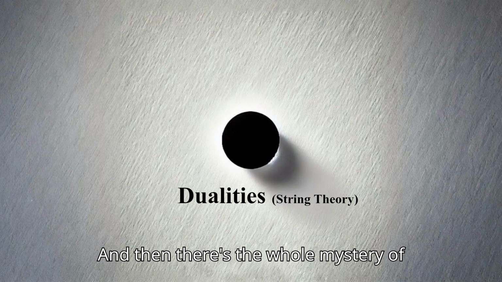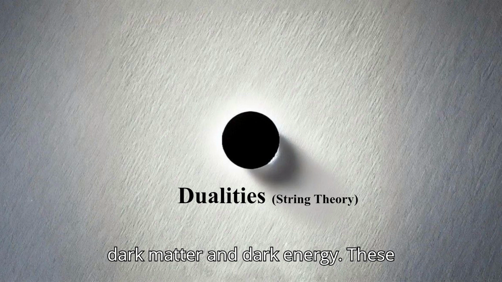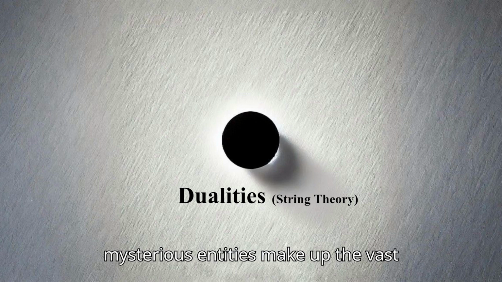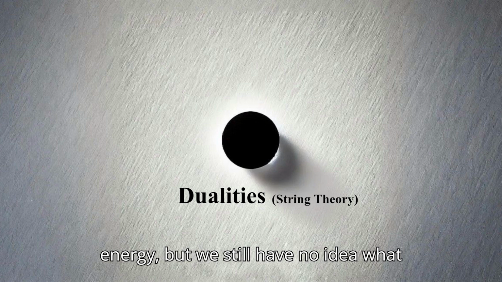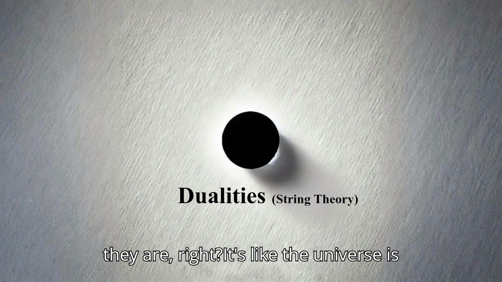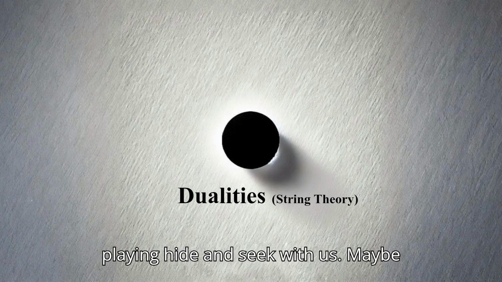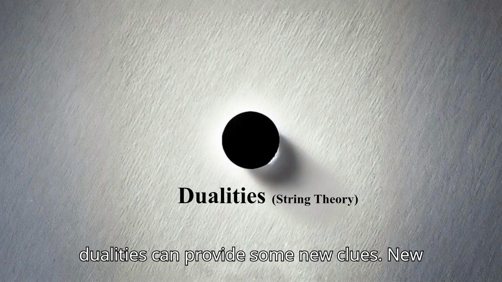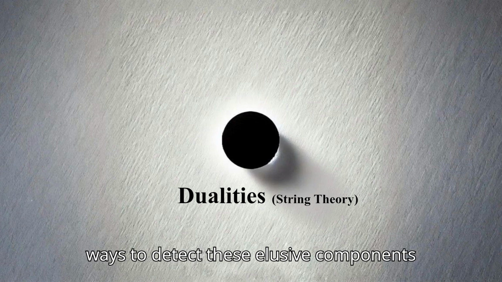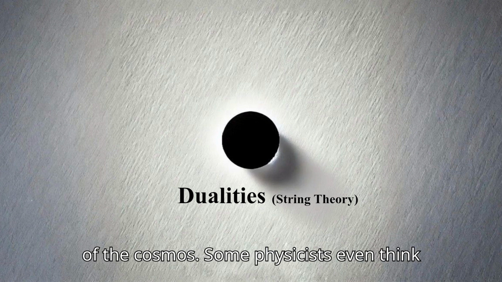And then there's the whole mystery of dark matter and dark energy. These mysterious entities make up the vast majority of the universe's mass and energy, but we still have no idea what they are. Right. It's like the universe is playing hide and seek with us. Maybe dualities can provide some new clues, new ways to detect these elusive components of the cosmos.